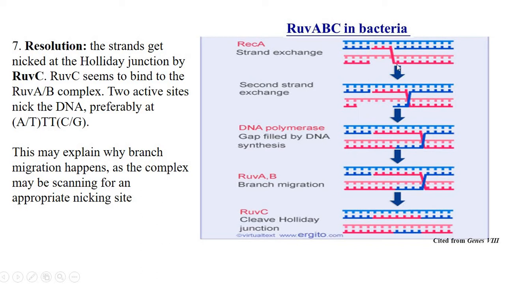So here this is RecA, which is the strand exchange protein. This helps in exchange of the strand. Second strand exchange, formation of Holliday junction here. DNA polymerase will fill the gap. DNA ligase will fill the nicks. RuvA and B will come and bind to these positions where the Holliday junction is on both ends, and they will start moving these branches, and then RuvC comes and cleaves. RuvC comes and binds to RuvA and B, and it looks for this particular sequence here. When it finds that particular sequence, it makes the cut.